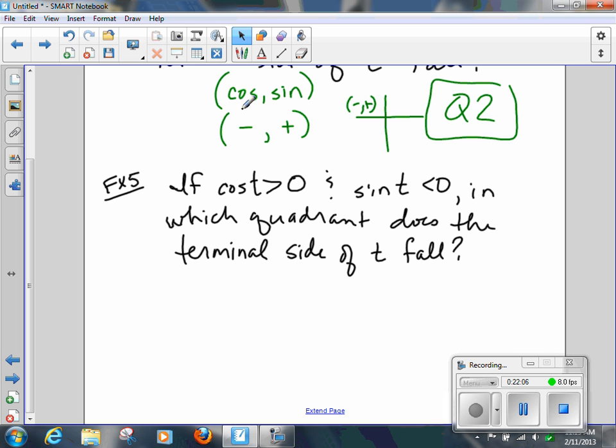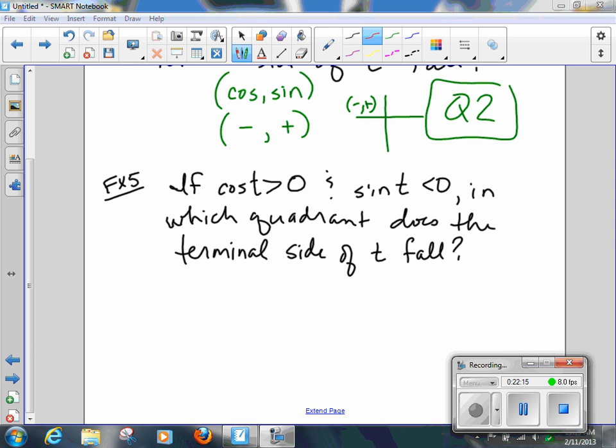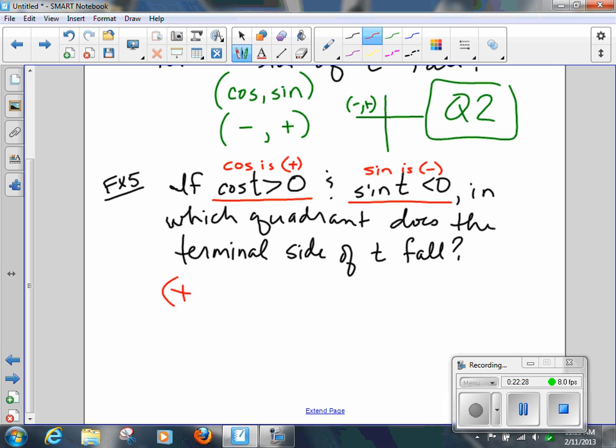All right. Hey, come up with this one. Do this one on your own. Cosine's what? If it's greater than 0, it's positive. If sine is less than 0, it is negative. So I have an ordered pair that is plus minus, which is quadrant 4. Excellent. How many of you had Q4? Good. Questions at all? All right.